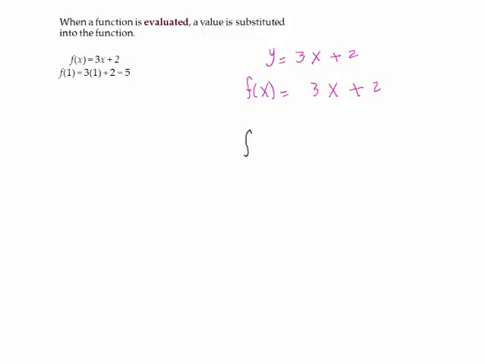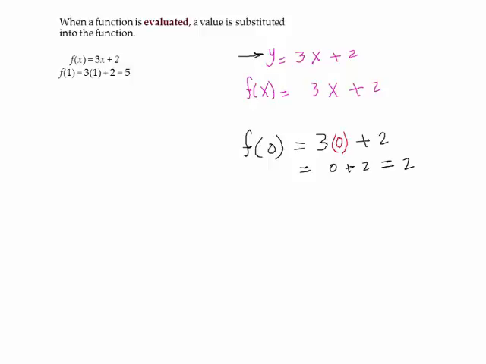f of 0 means evaluate this y when x is equal to 0. That's what it means. It means everywhere you see x, what are you going to substitute there? 0. That's all it means. f of 0 here, 2. Very good, because 3 times 0 is equal to 0. Anything times 0 is 0. So f of 0 is equal to 2. In other words, evaluate y is equal to 3x plus 2 when x is equal to 0.